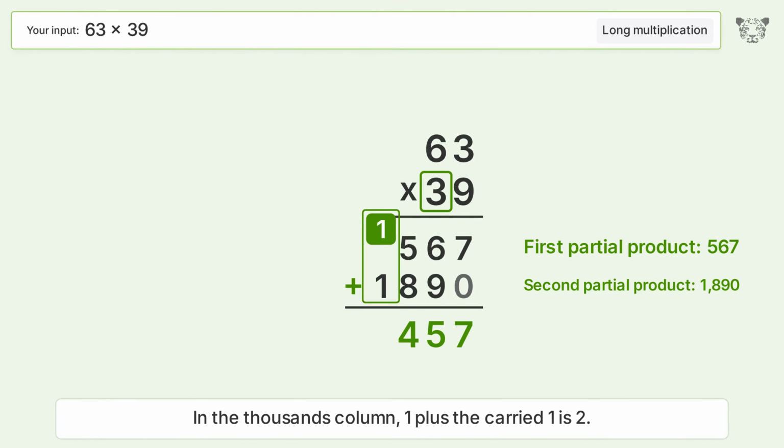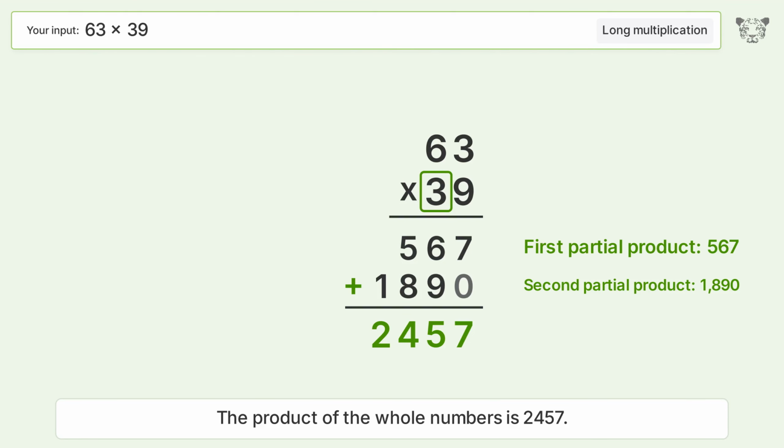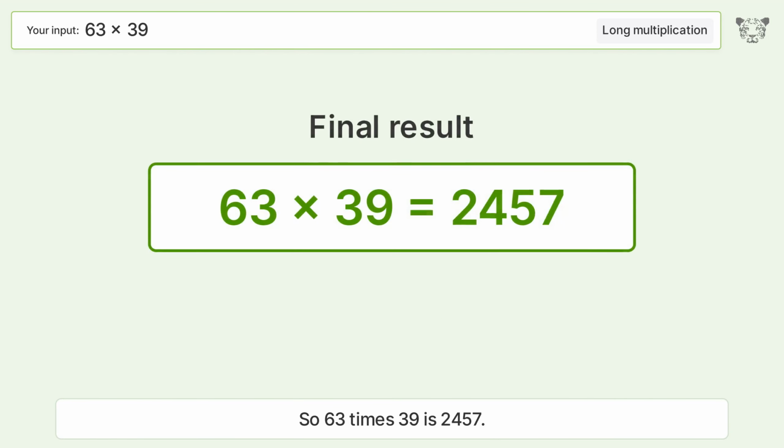In the thousands column, 1 plus the carried 1 is 2. The product of the whole numbers is 2457. So 63 times 39 is 2457.